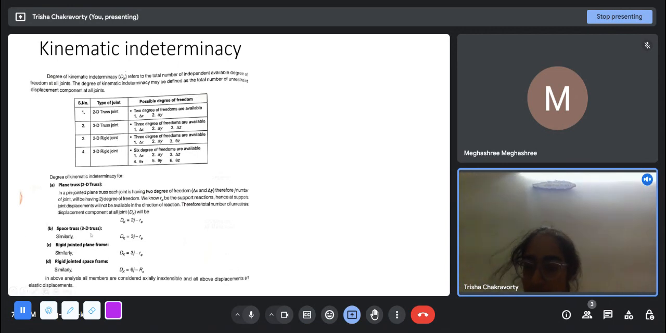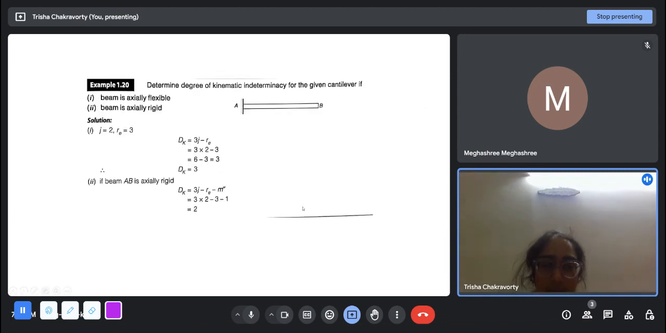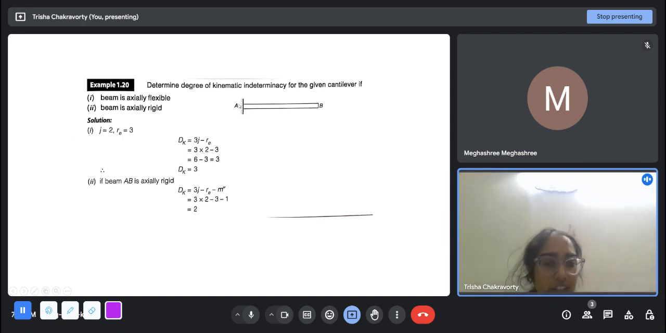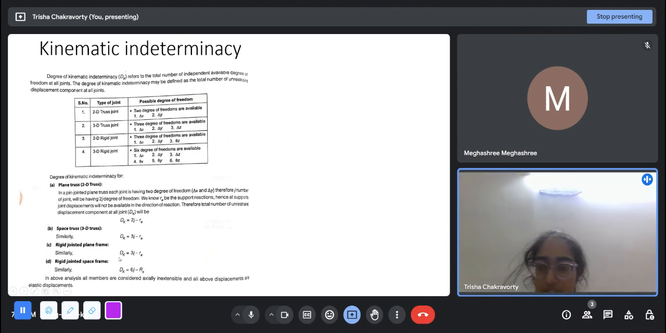So the degree of kinematic indeterminacy is simply obtained by knowing the number of possible degrees of freedom. From that we have to subtract the support reactions. For example, here, this is a beam element, which was supposed to have 3 degrees of freedom. But if you fix it, we are basically fixing all 3 degrees of freedom at A. So that is why we have to subtract the support reactions from the number of degrees of freedom.